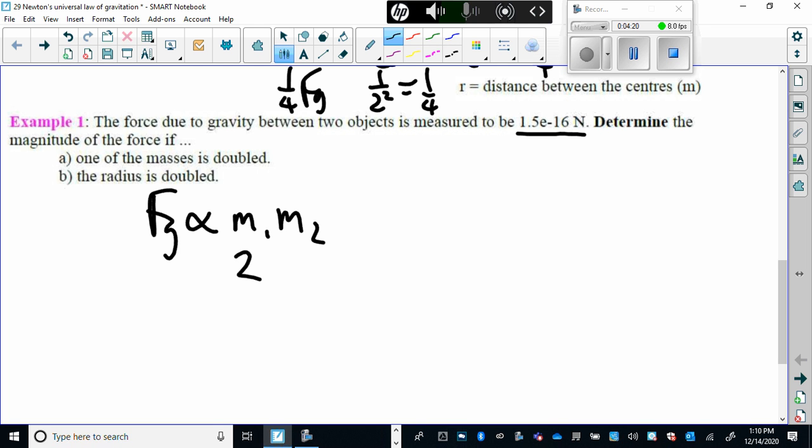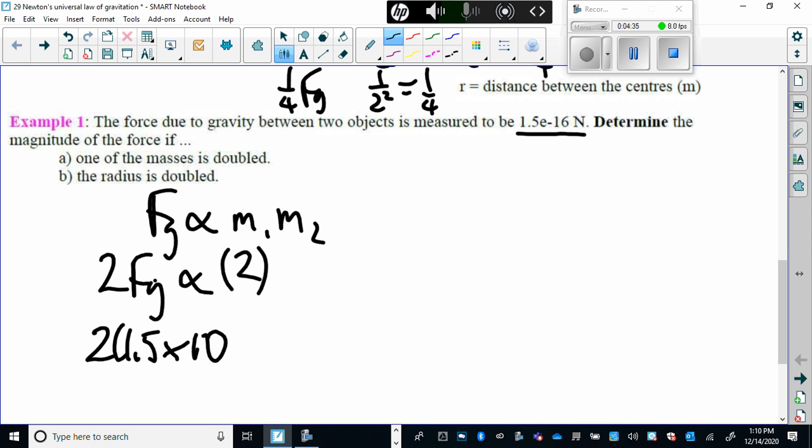So if I double this, I just put a 2 there, so essentially its mass was 1, now its mass is 2. In order to keep this relationship even, I would have to double the force of gravity, and therefore I'm just going to multiply the force of gravity times 2, and I'm going to get 3.0 times 10 to the negative 16 newtons.